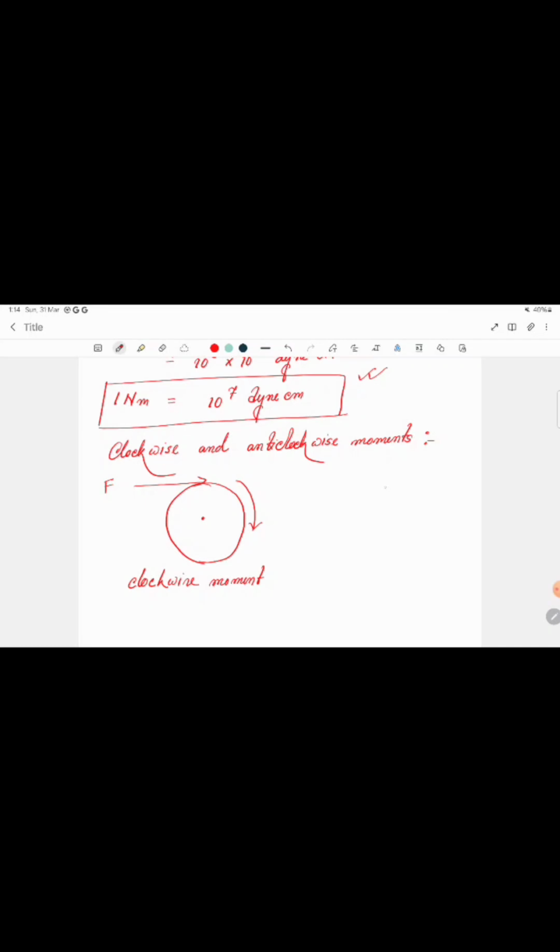anti-clockwise. Let's see. Suppose the body is this one. This is the body. If we are applying the force in this position, what will happen? The body will move in this way. This is the pivoted point. So that is known as the anti-clockwise moment or anti-clockwise motion.